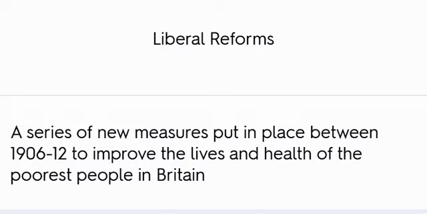Liberal reforms, a series of new measures put in place between 1906-12 to improve the lives and health of the poorest people in Britain.